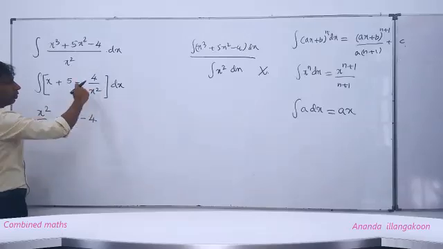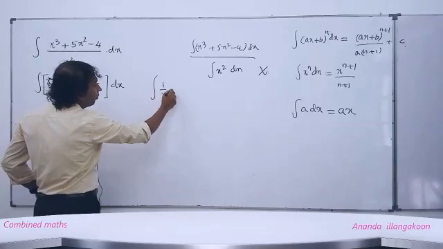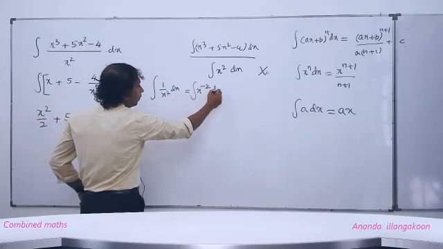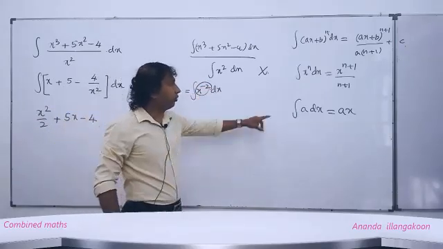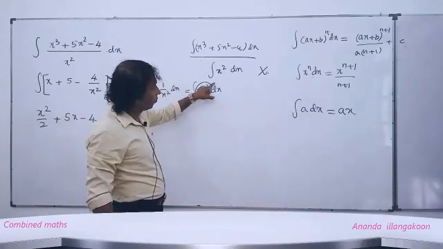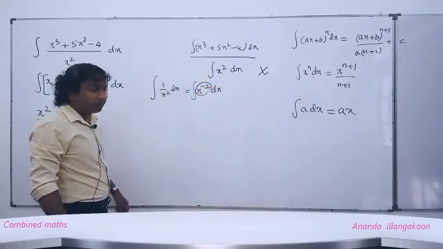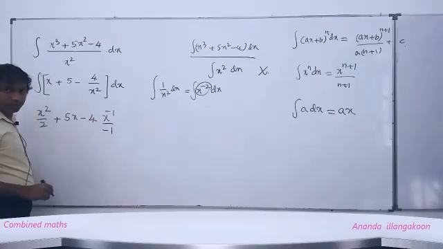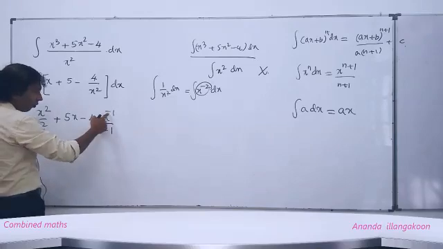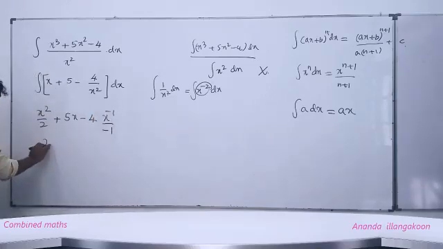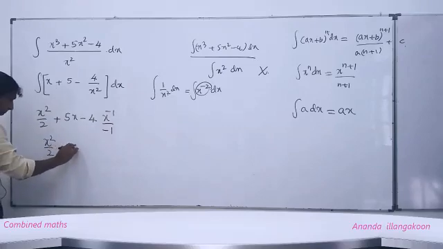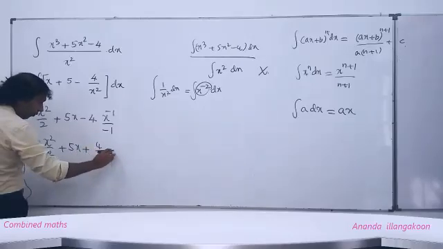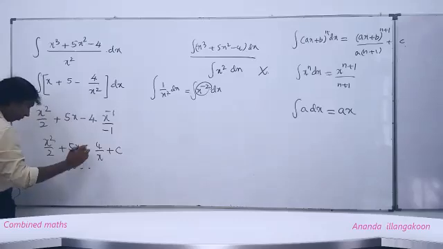For 1 upon x squared, bring x squared to the numerator, that will be x to the power minus 2. Again this can be integrated using the theory: add 1 to the power, minus 2 plus 1 is minus 1, divided by minus 1. Minus times minus is plus, and x to the power minus 1 goes to the denominator. So we get x squared by 2 plus 5x plus 4 on x plus c, where c is any constant. That's how we do it.